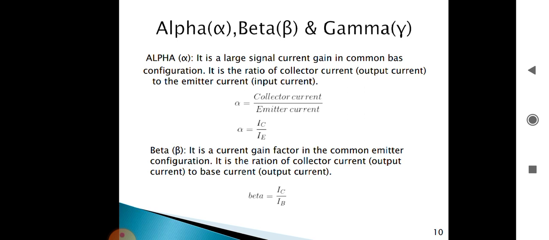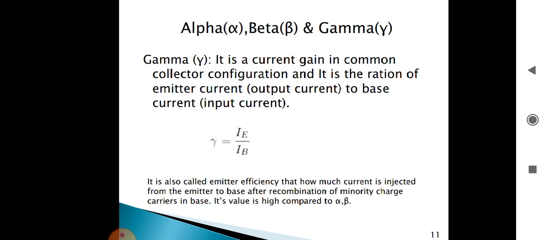Then beta means when transistor is connected in common emitter configuration, the ratio of output current to the input current is IC upon IB, which is nothing but beta. And what is gamma? When transistor is connected in common collector configuration, the ratio of output current to the input current is IE upon IB, which is called gamma. So these alpha, beta, gamma are the current gains which we achieve when we connect the transistor in common base, common collector, and common emitter configurations.